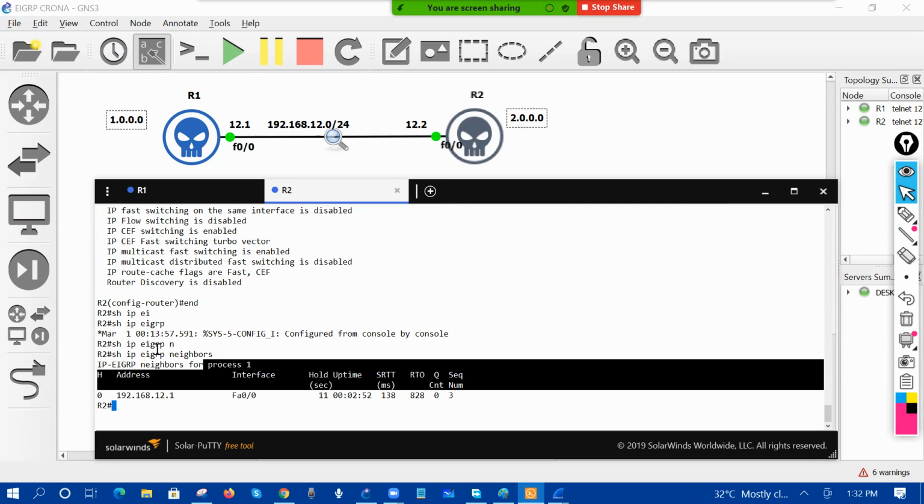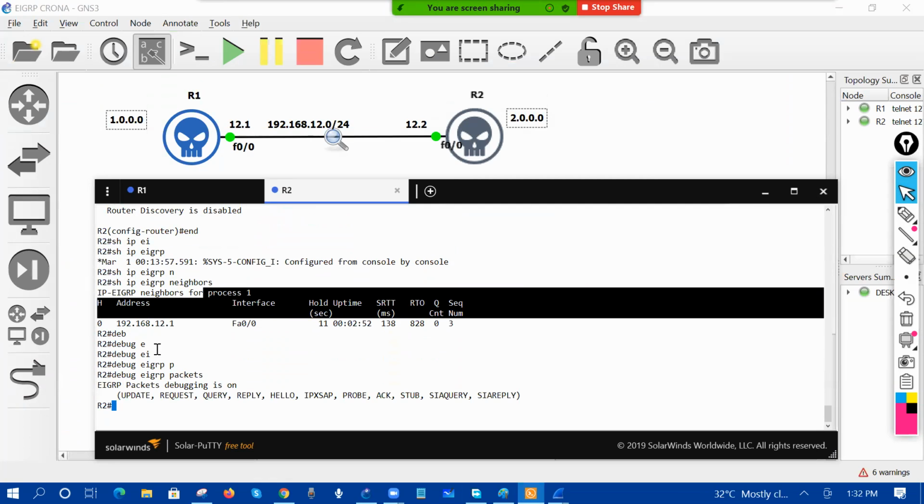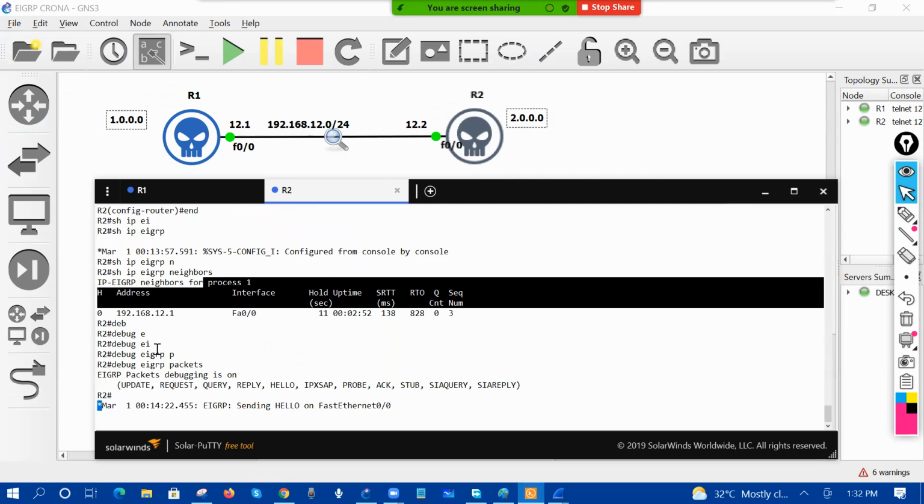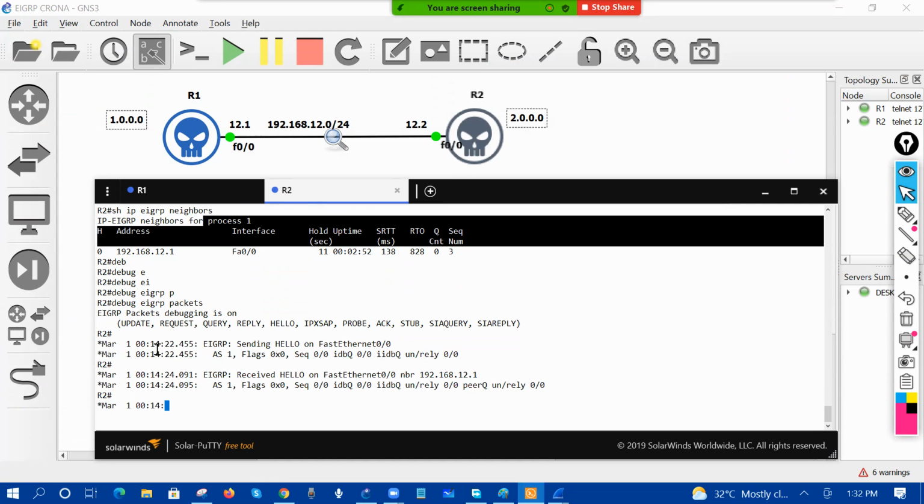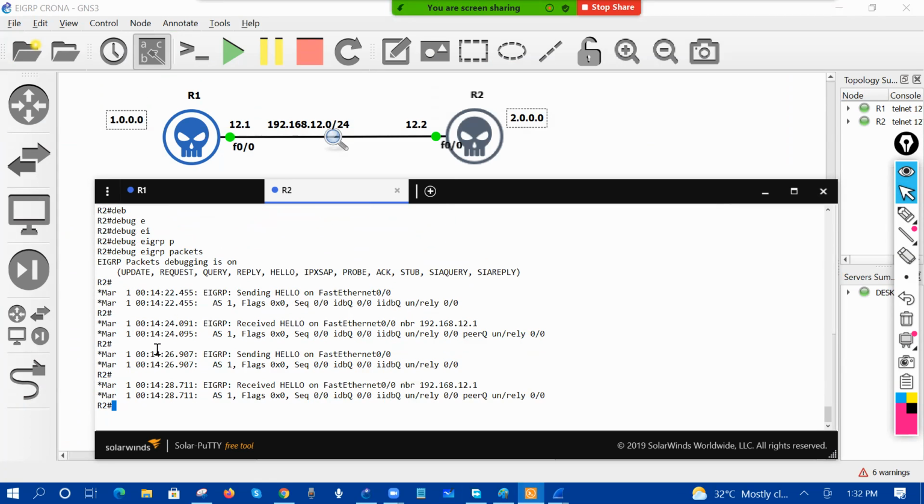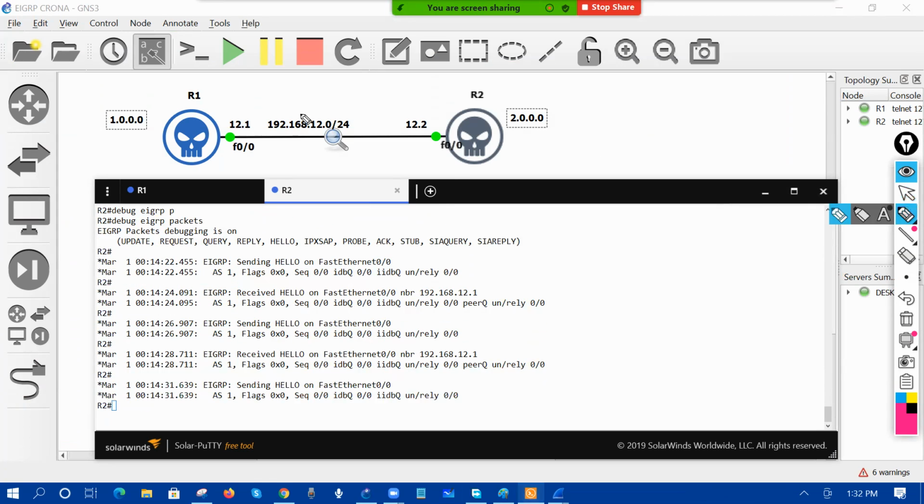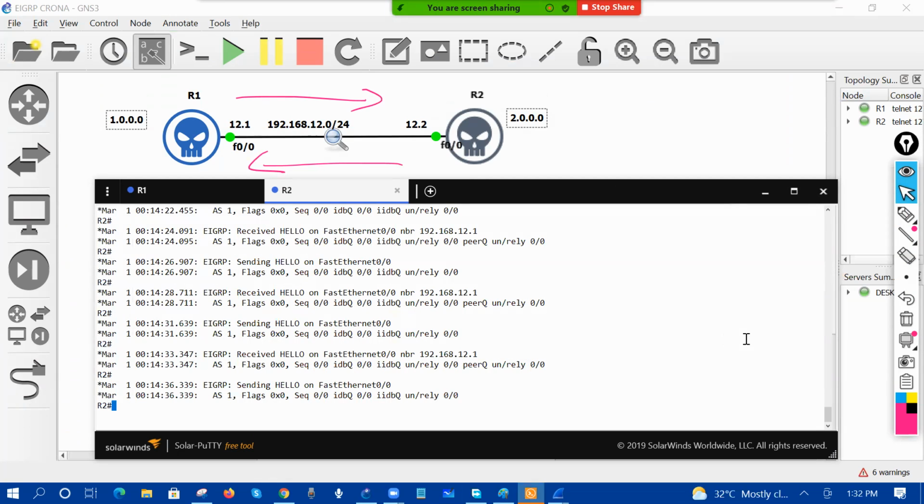Once they form the neighborship, what happens? Every 5 seconds, R1 and R2 are going to exchange hello packets just to maintain the neighborship. Can you see? Sending, receiving, sending, receiving. R1 is sending and R2 is also sending. Bidirectional exchange is happening.